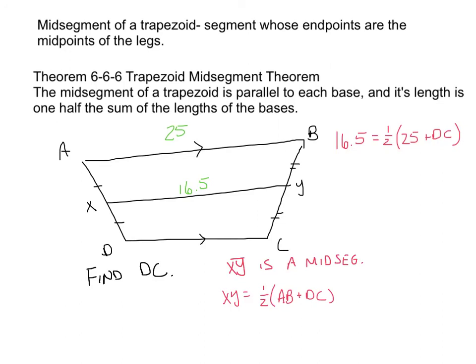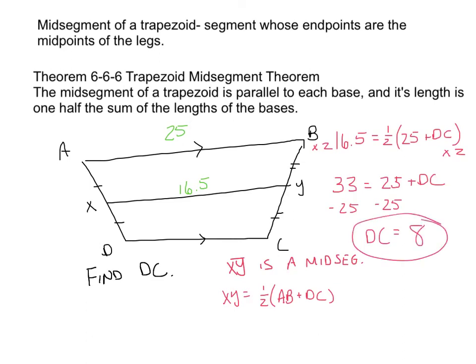So you can multiply both sides by 2. I know that's not the best way to denote it, but multiply both sides by 2. You now have 33 is equal to 25 plus DC. Where did that 1/2 go? Well, when you multiplied that right side by 2, 1/2 turned into 1. That was the whole idea of multiplying by 2. Now we just solve: minus 25, minus 25. We see the length of DC is equal to 8. And now we are all finished. To check that work, 8 plus 25 divided by 2 should give you 16.5.